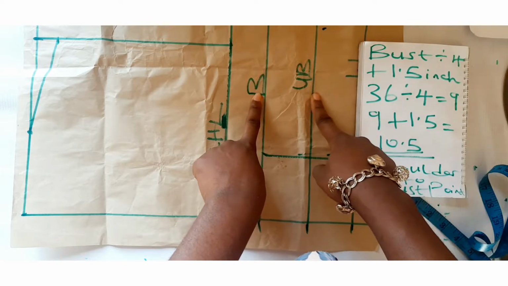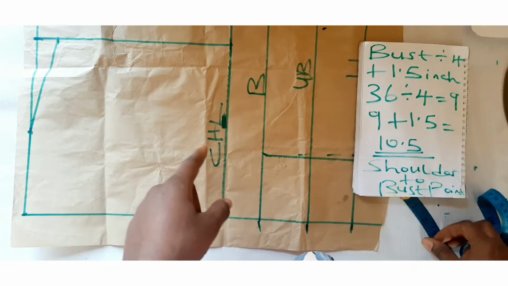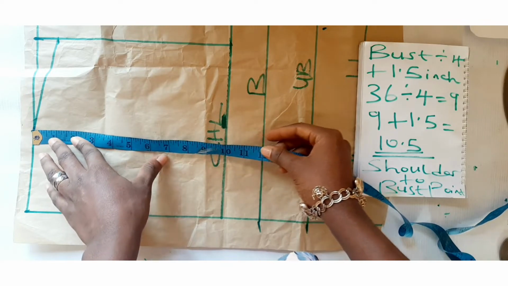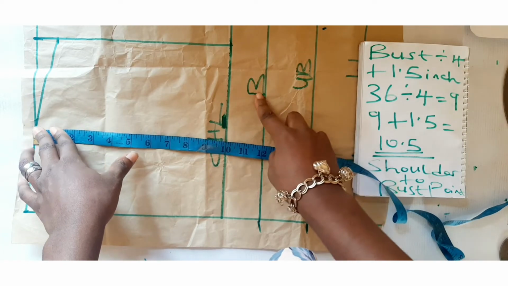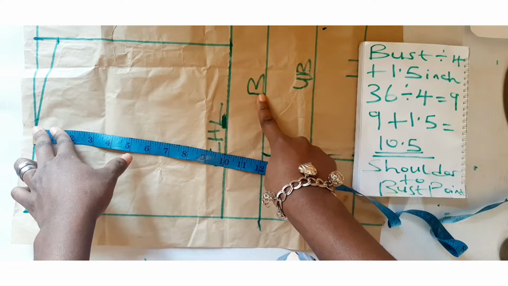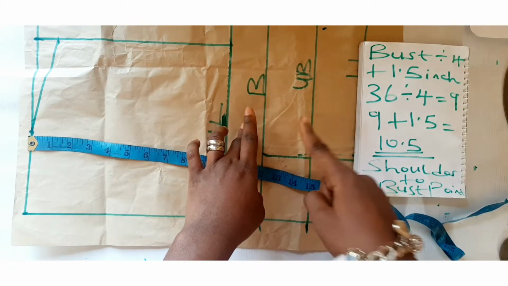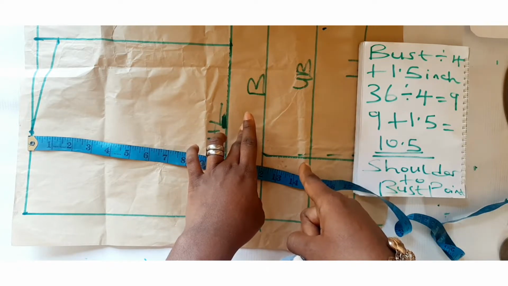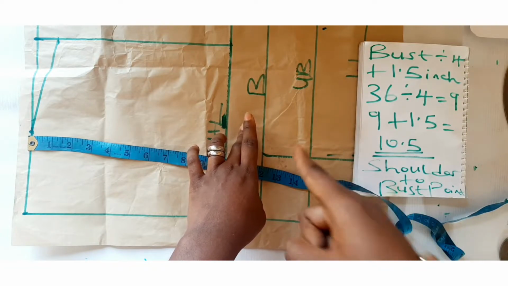So if your shoulder to nipple, I'm using an example, if your shoulder to your nipple point, to your bust point, is 10.5, you're going to add 4 inches to get your under bust.